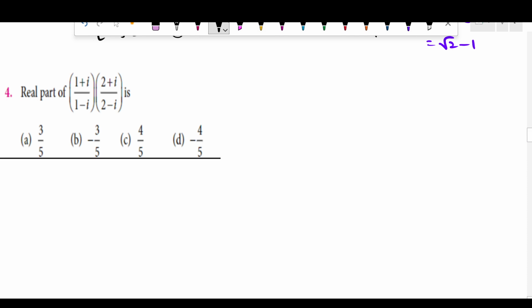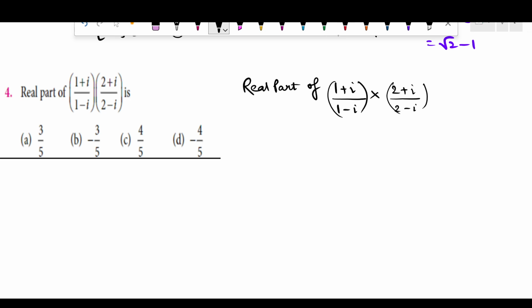Next, we have this question. We need to find the real part of (1 plus i over 1 minus i) times (2 plus i over 2 minus i). Here you can have two approaches. The first approach is either you multiply this with this and this with this and then get your answer, or you can rationalize this individually.